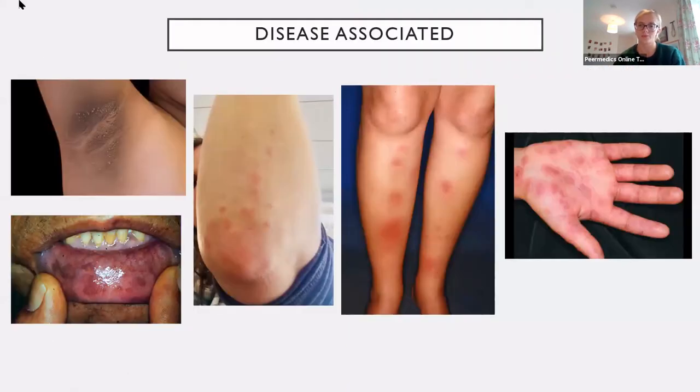Okay, so I'm just going to go through these quickly. If you guys want to put in the chat what you think each one is. So this top left one, does anybody know what that is or what it's a sign of?